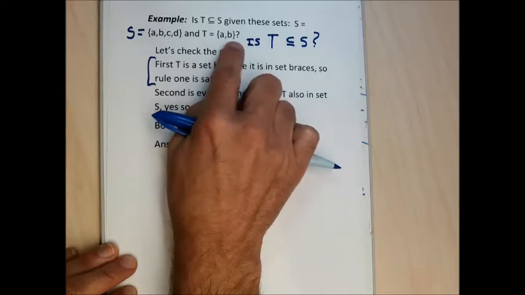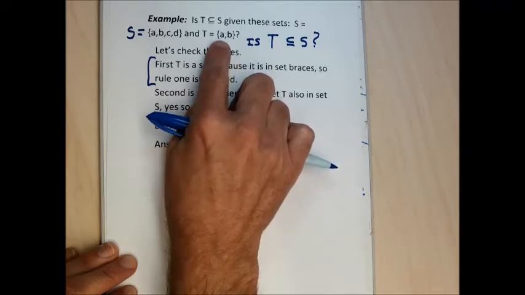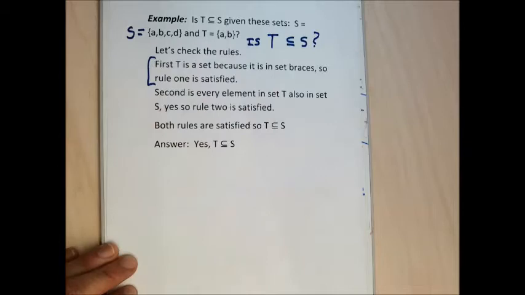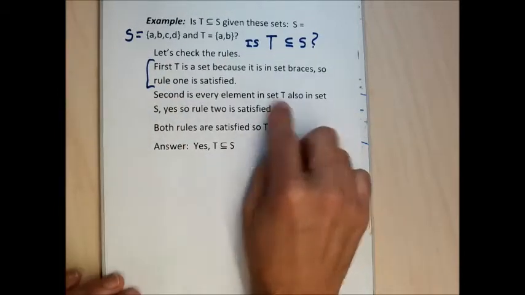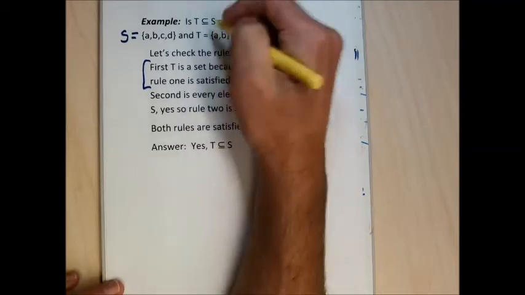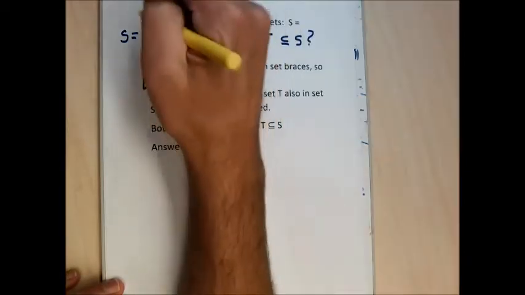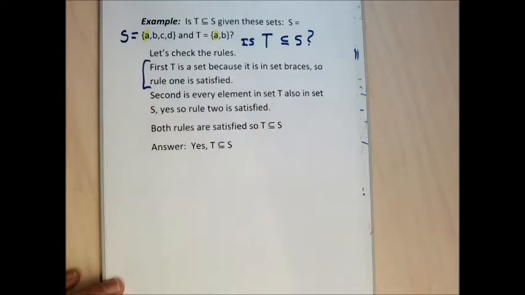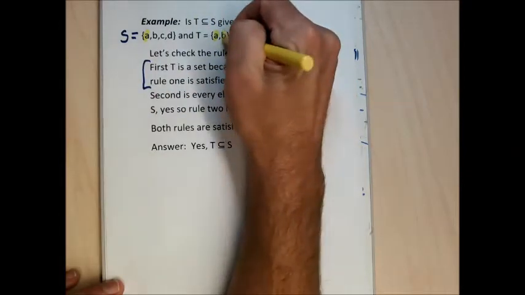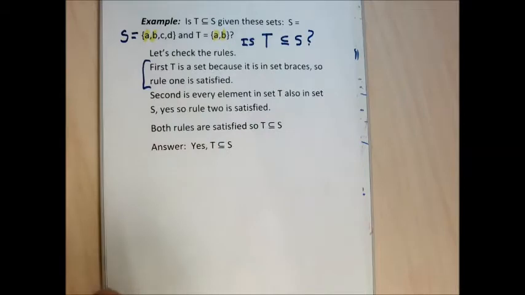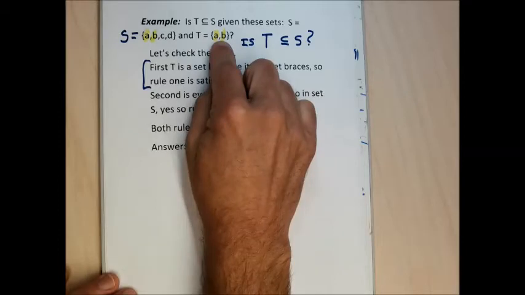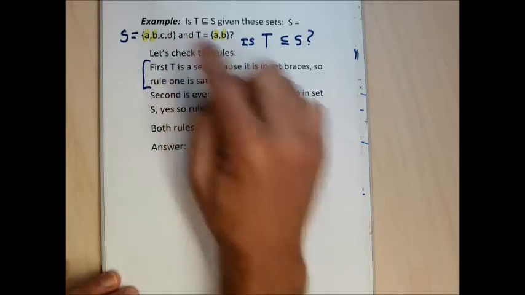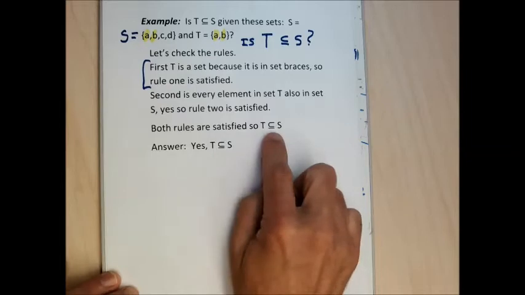To be a set, really, we just need the set braces. So T is a set because it's the set of the objects A and B, and it has the curly set braces. Now, second, for T to be a subset of S, every element in set T needs to be in set S. If I look at the first element in set T, it's A. There's one of those in set S, so that's good. The second element in set T is a B. There's a B in set S, so that's also good. So T is a set, and every element in T is also an element in S. That means yes, T is a subset of S, because both rules are satisfied.